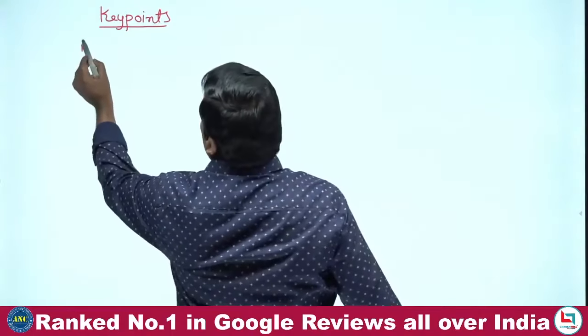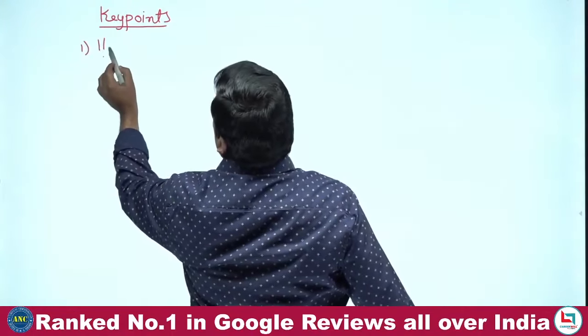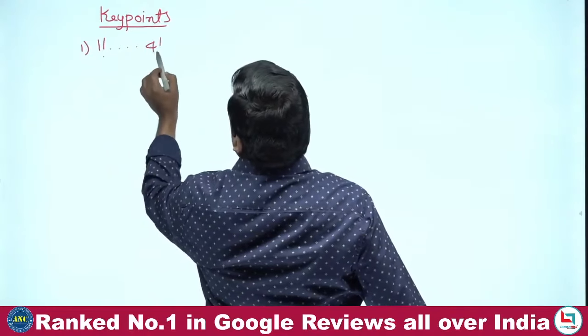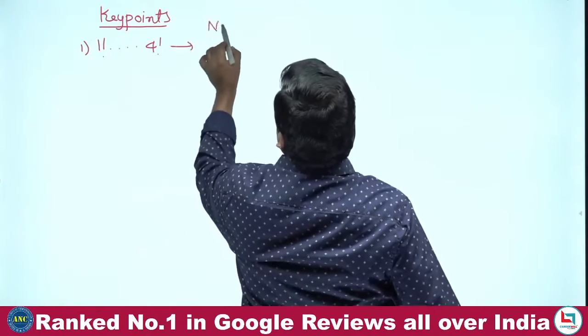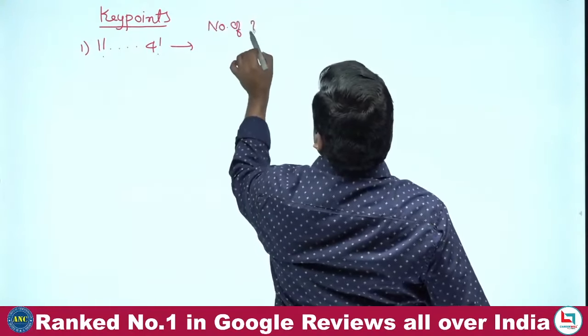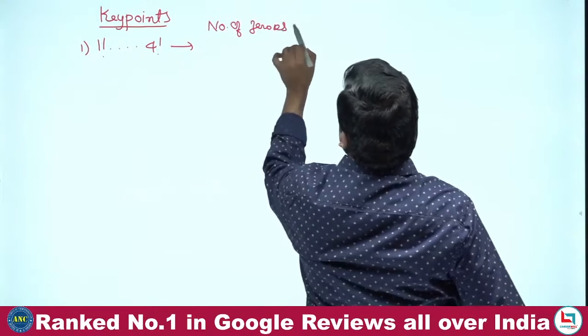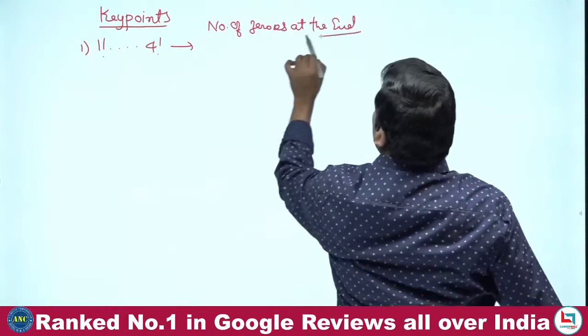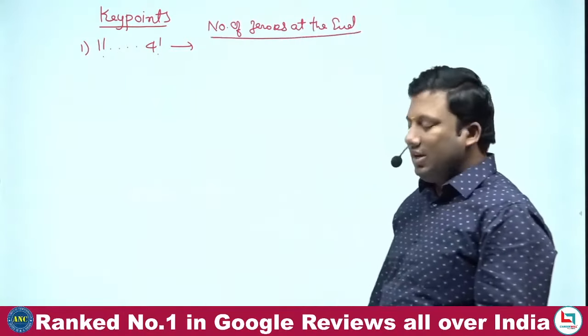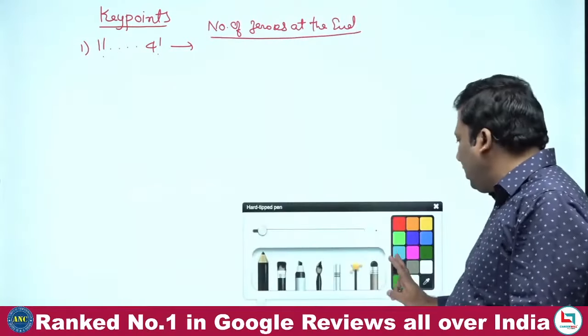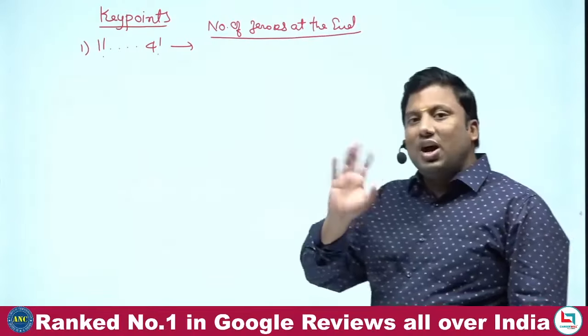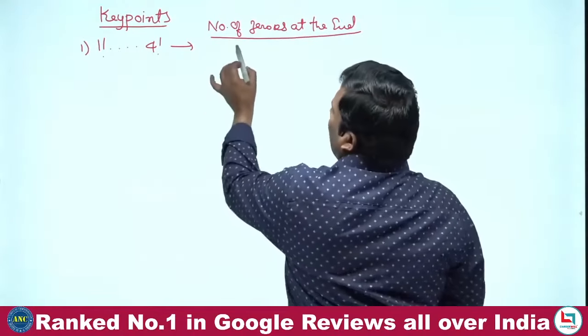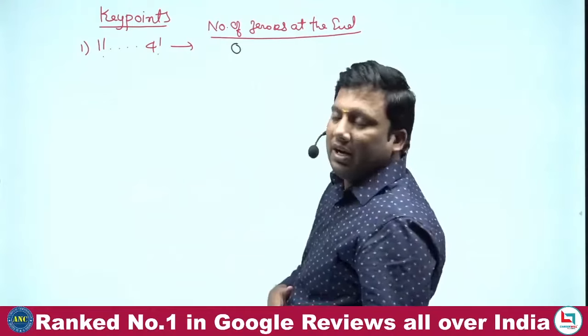So the first key point is 1 factorial to 4 factorial. Here I will write number of zeros at the end. It is also called trailing zeros. 1 factorial to 4 factorial does not contain any multiple of 5. So it is 0.